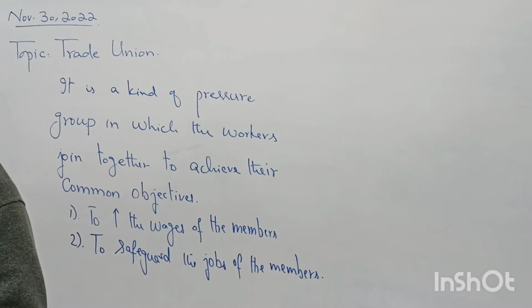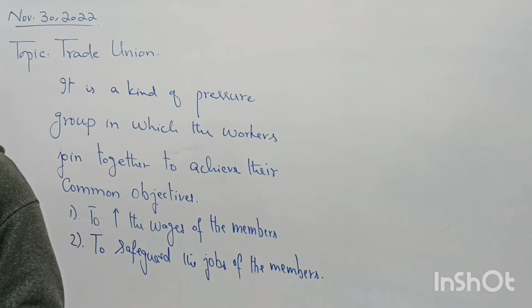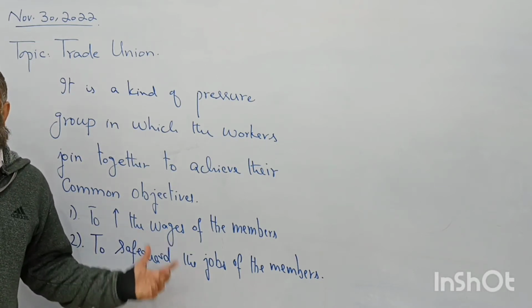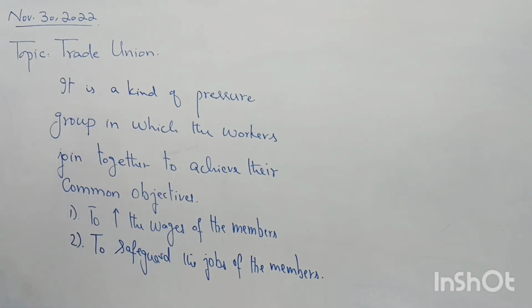Rather, we should say, the trade union will react to this action of the entrepreneur. Okay? Because workers' jobs should also be protected. There should be a certain level of job security. If there is no job security, the workers will be feeling unsafe in the production.